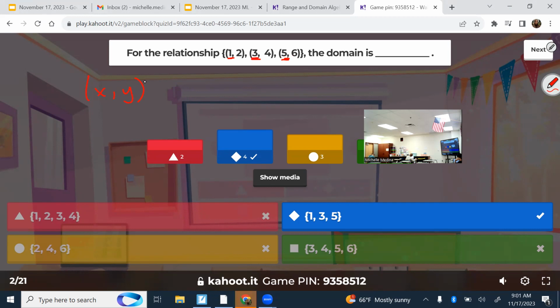When you write your domain, if you have x's that repeat, you don't write them multiple times. It's basically a list. It's saying my x's are these numbers and these numbers only. I don't put in any equality because it's not all the numbers from 1 through 5. It's just a list of numbers. Make sense? Any questions on that? Okay, so then on to the next one.